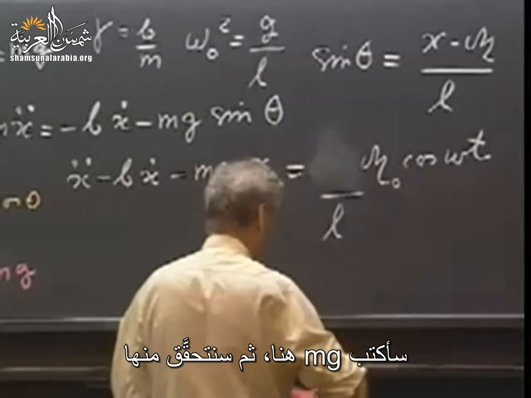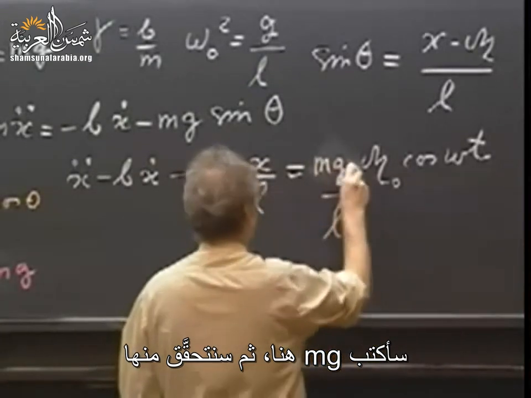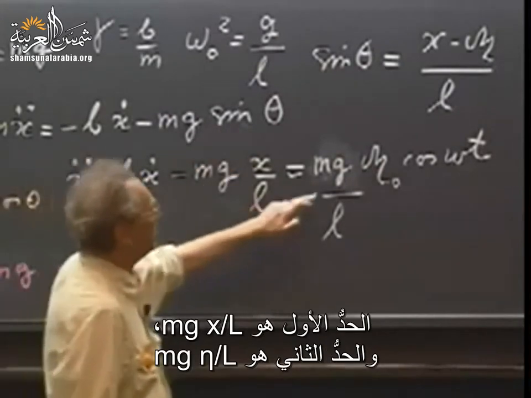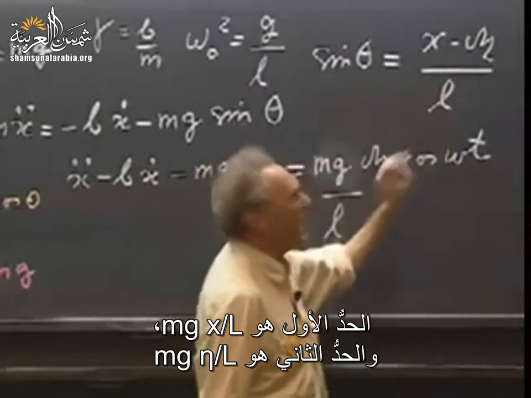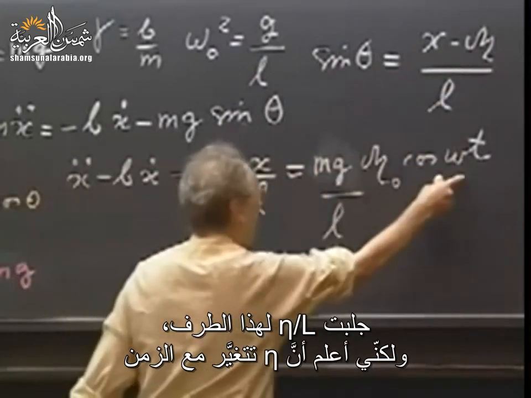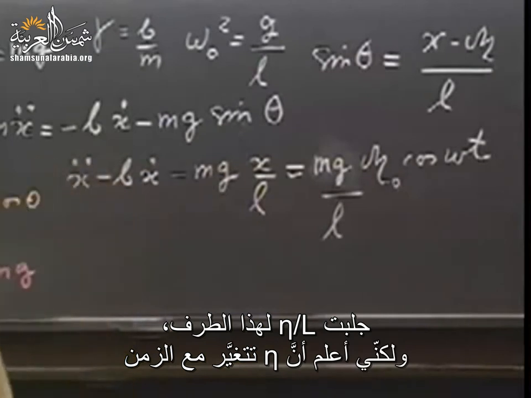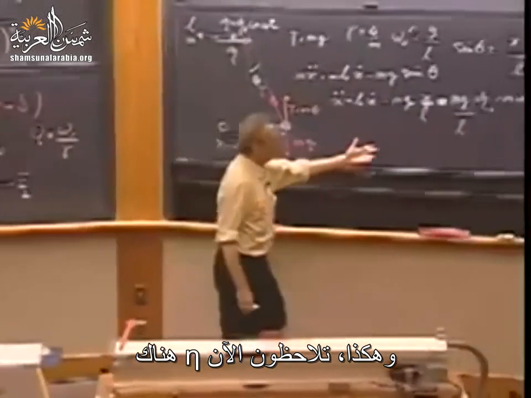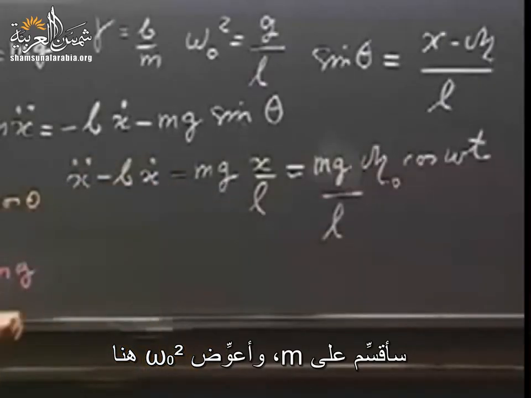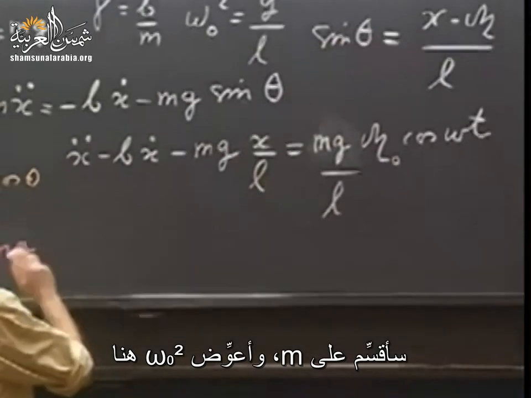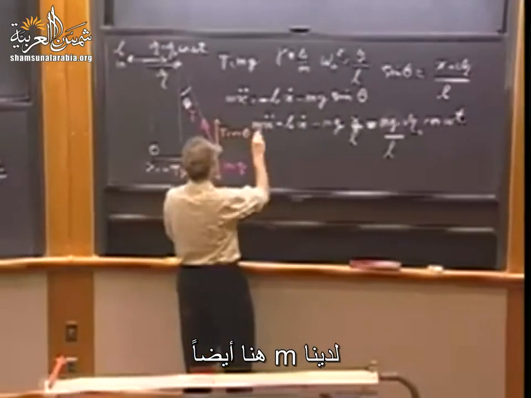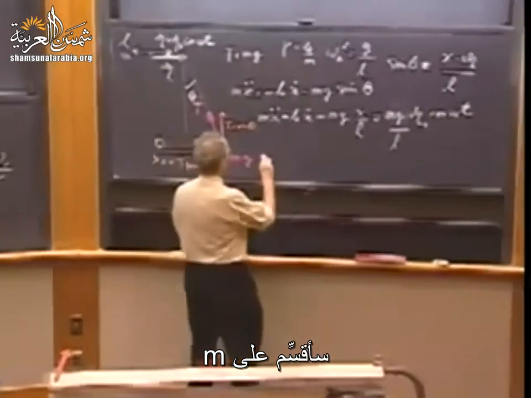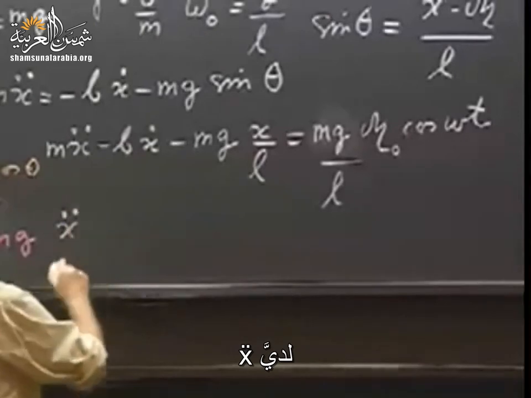Let me write down an mg in here, and then we'll check this. So mg times sine theta has two terms. It has an mg times x over L, but it has also an mg times eta over L, and I bring that eta over L on this side, but I know that eta is changing in time. And so you see now Walter Lewin is right there, and now I divide by m, and I substitute omega 0 squared in here. Oh, I had an m here too. You should have screamed, there was an m there. I decided not to divide by m, remember? Now I'm going to divide by m, so I get x double dot.